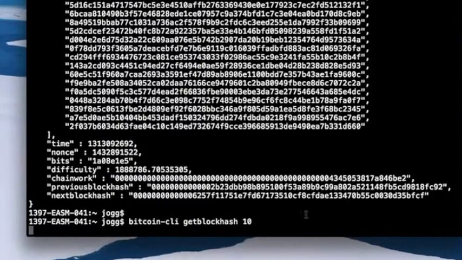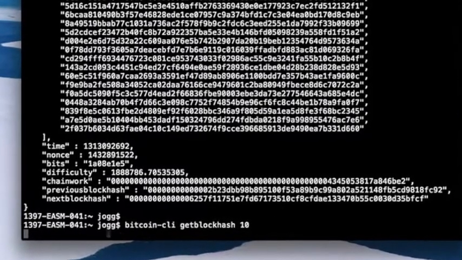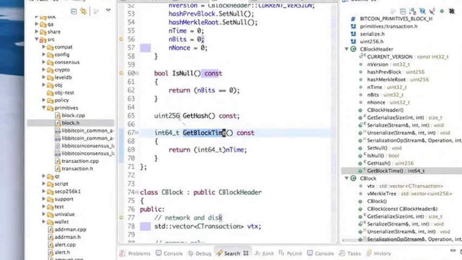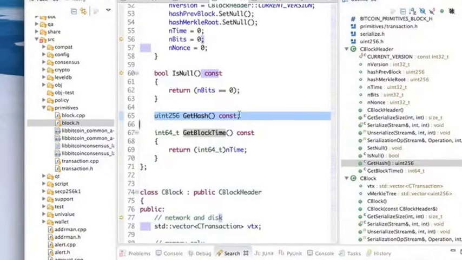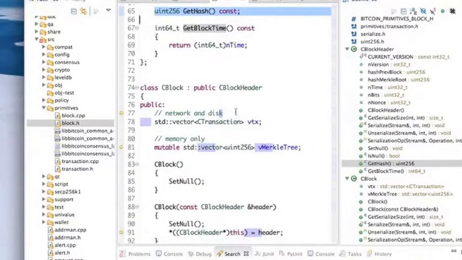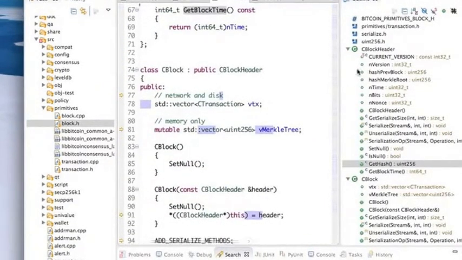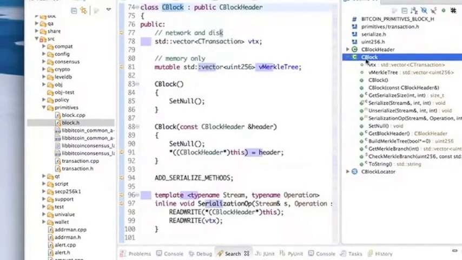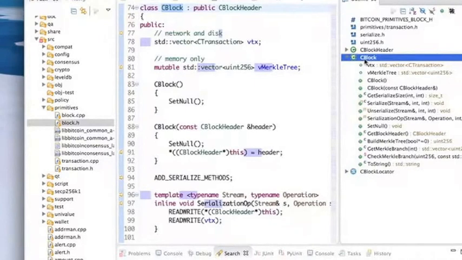However, what's happening here, when I do getblockhash, it should give me the block hash here. So what's happening actually is, as you can see in the block.h, this GetHash method is being called. Okay, so in the CBlockHeader, as you can see, this is the block header, and this is actually the CBlock class.